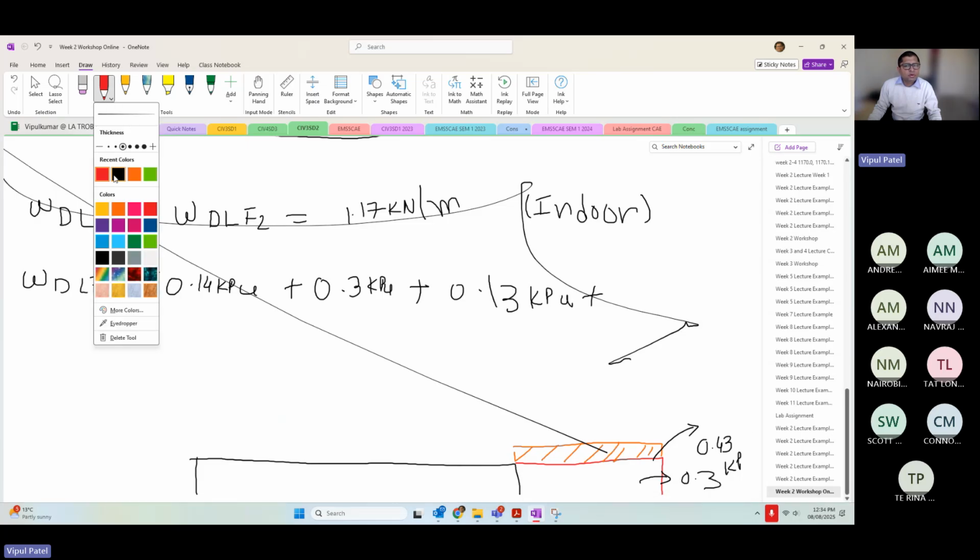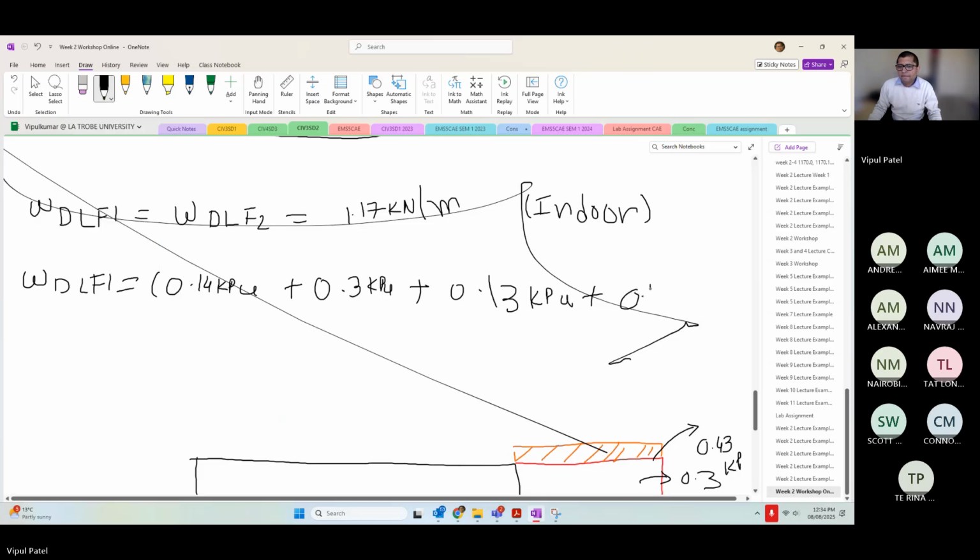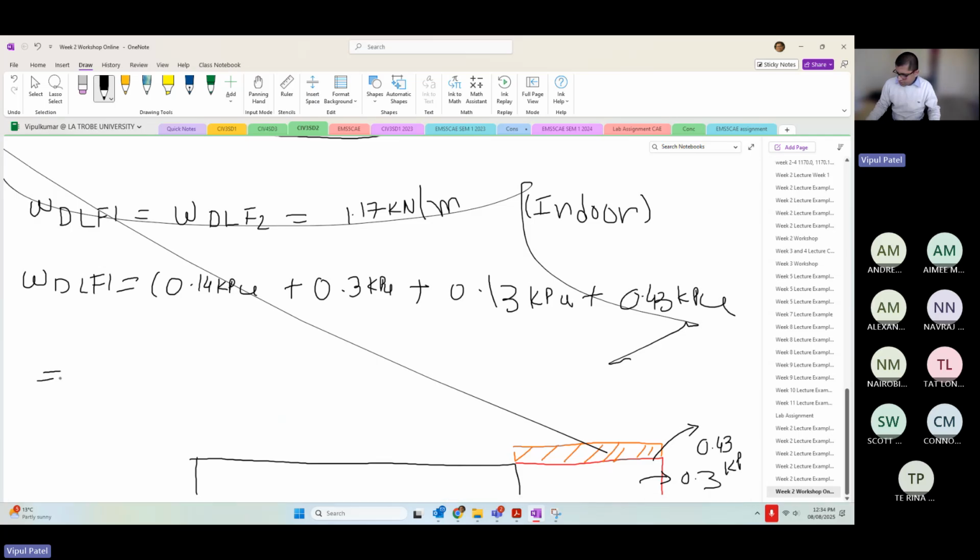So we're going to add 0.43 kilopascals. So in the balcony area, our pressure would be 0.14 plus 0.3 plus 0.13 plus the additional 0.43, so 1 kilopascal, and multiply by our floor load width of 0.45. You remember 4 meters, right? We just half it, so it would be 2.045 kilonewton per meter.